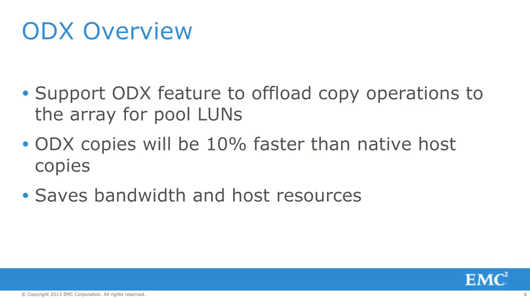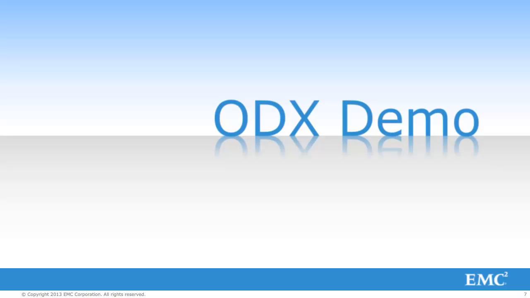Now let's move on to the ODX feature. The next generation VNX now supports offload data transfer, also known as ODX. This feature will offload copy operations to the array for pool LUNs. ODX copies will be at least 10% faster than traditional host copies. By using the ODX feature, you will save network bandwidth and host resources. Now let's move on to the demo.